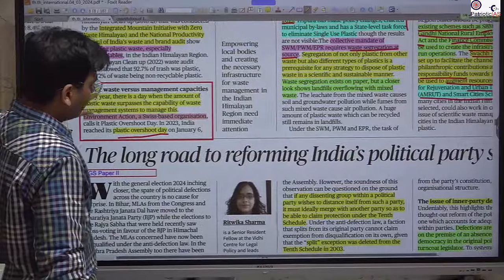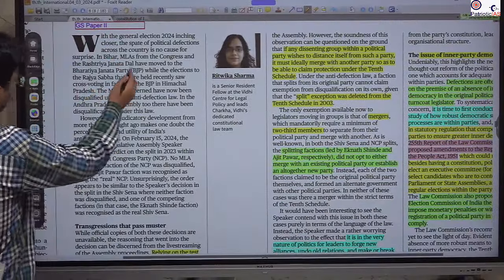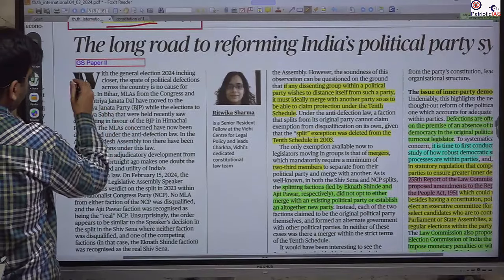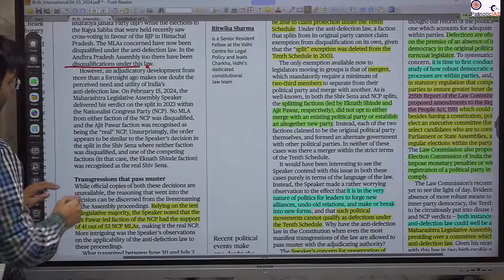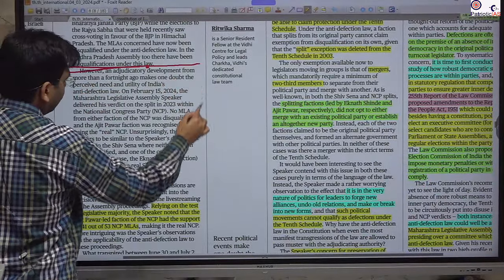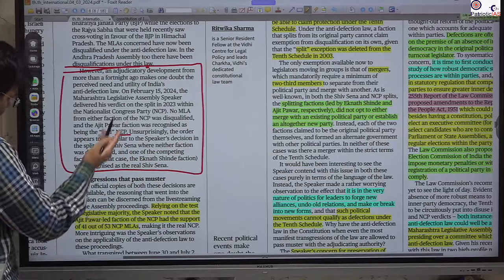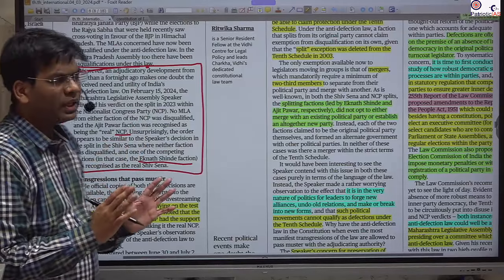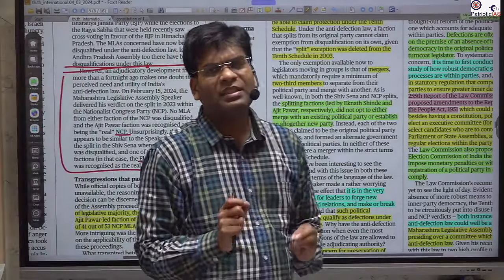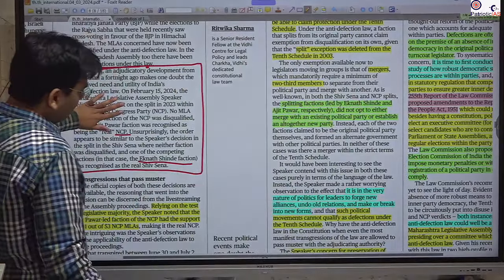Next important news that we are going to take is with respect to the anti-defection law. Already we know what is going on, what was the condition, what was the event that happened in Himachal Pradesh recently. Then we saw the condition in Maharashtra with respect to the NCP and the Shiv Sena faction. So here, there has been a lot of discretionary power used by the speaker that has marred the law itself.